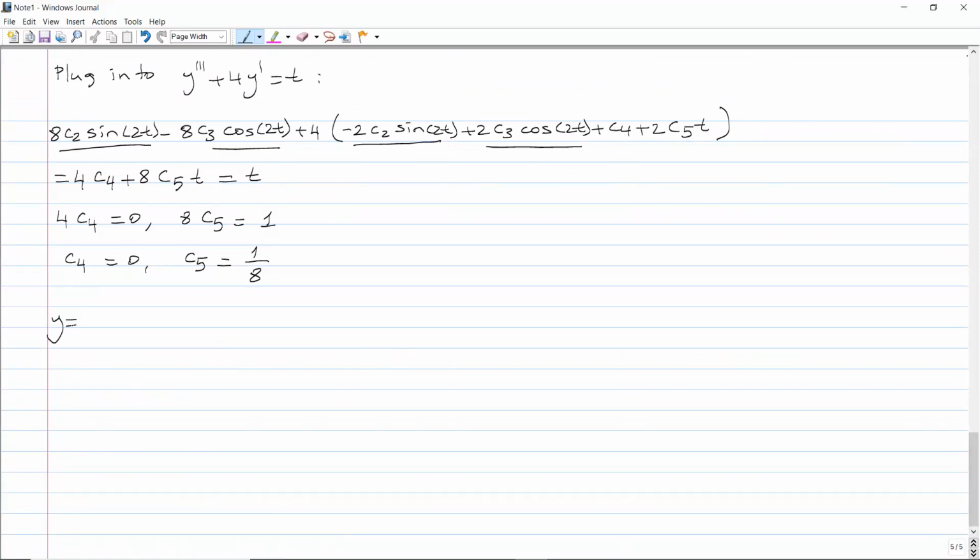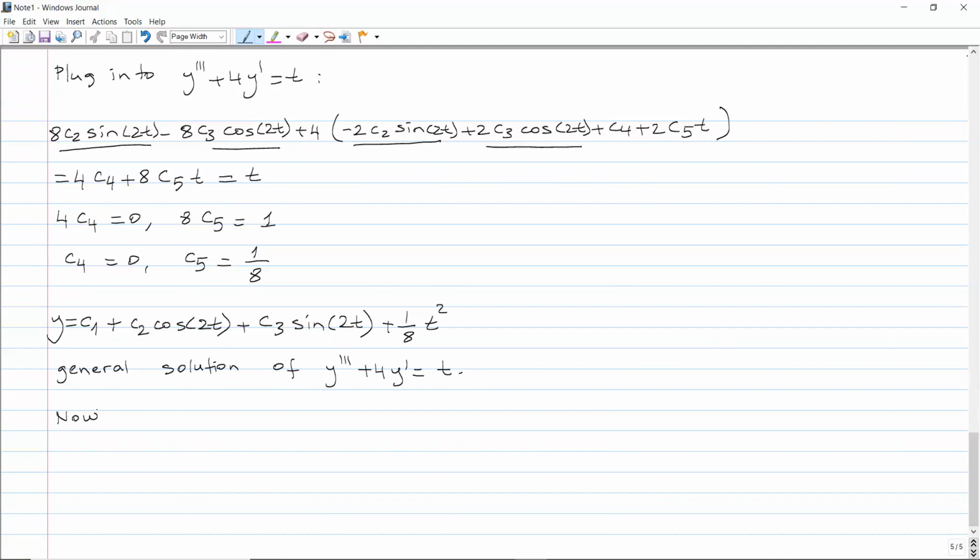So the solution: you see c1 also disappears from the equation because c1 also corresponds to the solution of the homogeneous equation, as c2 and c3 also disappear, so they have to stay in the general form of the solution. The constant c4 turns out to be 0, plus the constant c5, so plus 1 over 8 t squared. So that's the general solution. Let me see if I did this right. 1 over 8, yes. Okay. So this is the general solution of the equation, third derivative of y plus 4 times the first derivative equal to t.